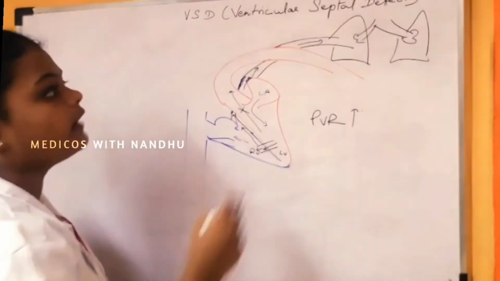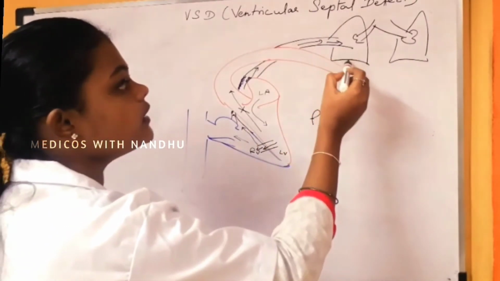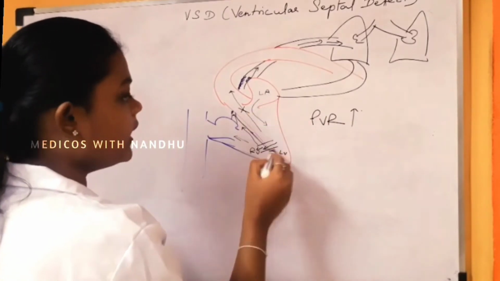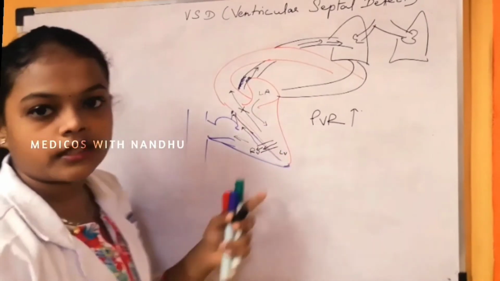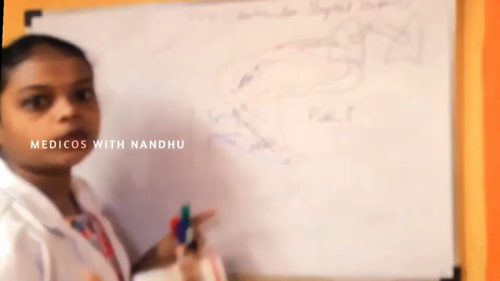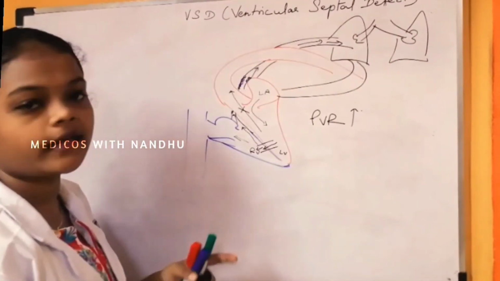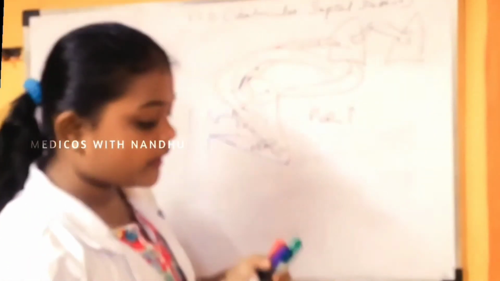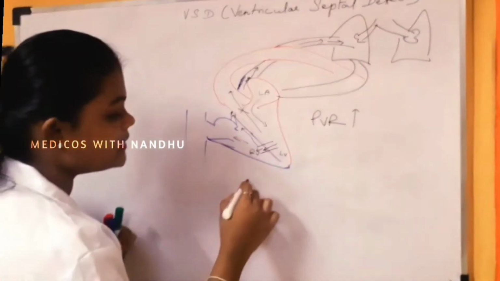Okay, after increasing, through the pulmonary vein it reaches the left atrium, and again the oxygenated and deoxygenated blood mixes from the right ventricle to the left ventricle. The blood gets pushed, and there will be a reversal shunt. Okay, the reversal shunt is known as Eisenmenger syndrome.